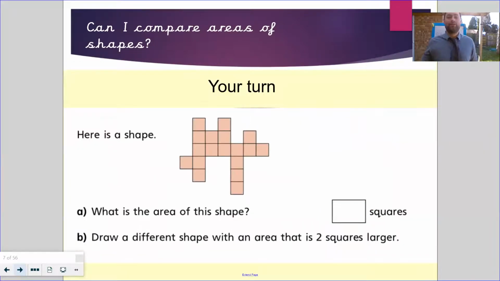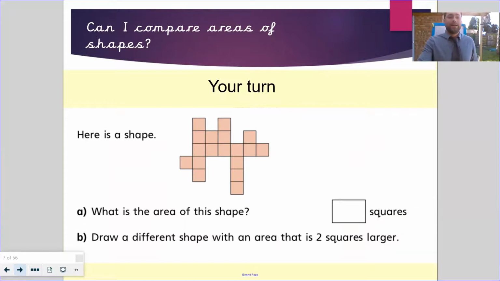This is called comparing. So now it's your turn. I want you to have a look at this shape, and I want you to find, first of all, what is the area of the shape, and then I'd like you to draw a shape with an area that is 2 squares larger. So pause the video and off you go.